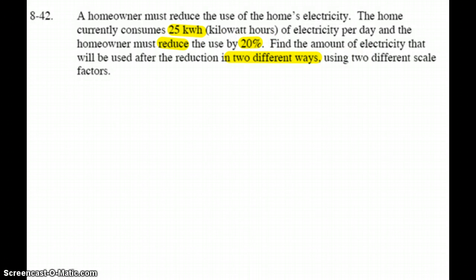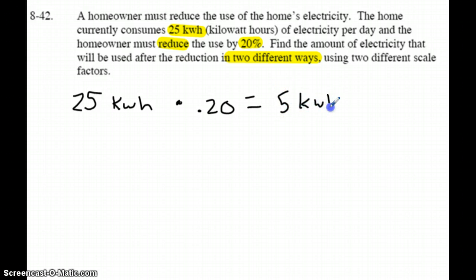I will start with one way, and I think this is the way that a lot of you would probably prefer to do it. Please excuse the sloppy handwriting. I have to do it with the computer mouse. So we have 25 kilowatt hours, and we want to find what 20% of that is. So 20% in decimal form is 0.2 or 0.20. If we do 25 times 0.20, we get 5 kilowatt hours. That's how much we have to reduce. That is the 20% of the 25.